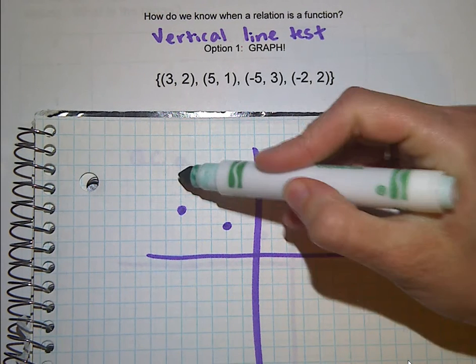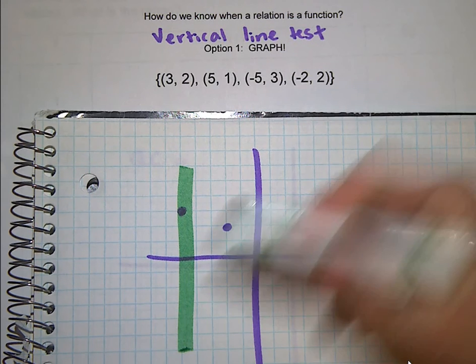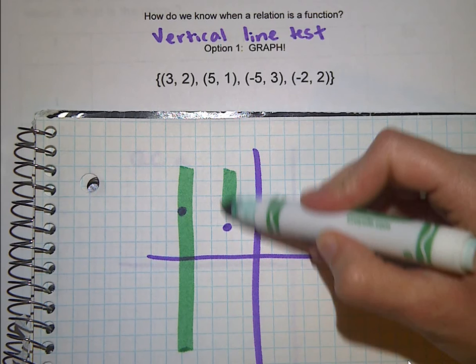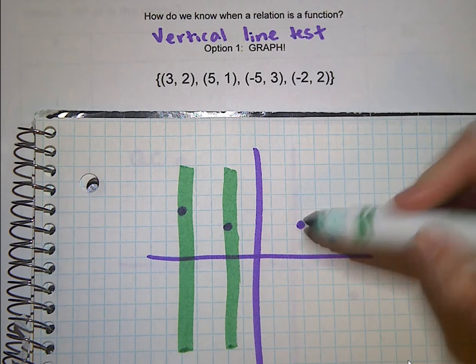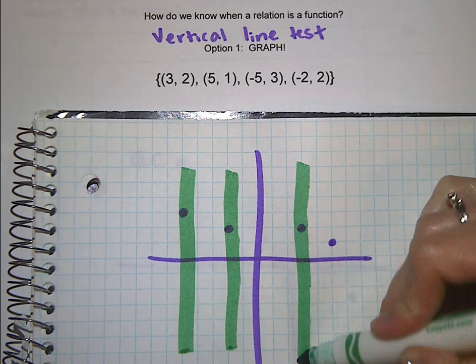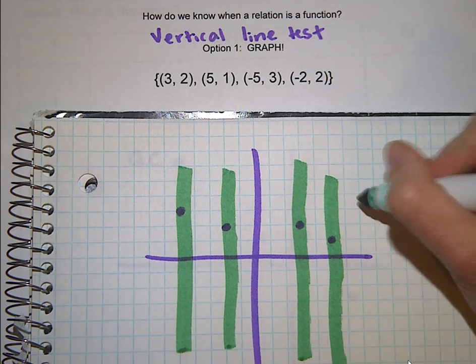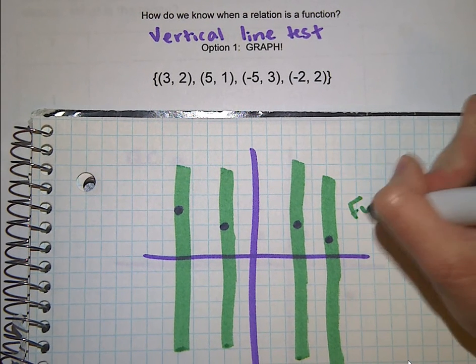So like here's a point. Did I only go through one relation here? Yes. Now I'm going to go to the next one. Oh, I only went through 1 point with my line. Right here, I only went through one. Do another one, I only went through one. So this passed the vertical line test. So this one is a function.